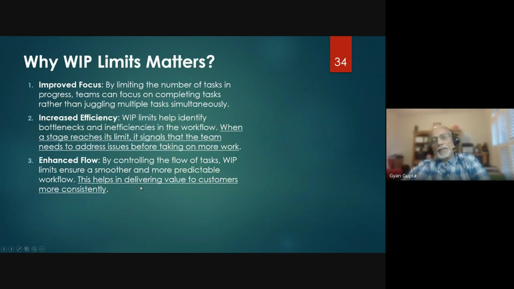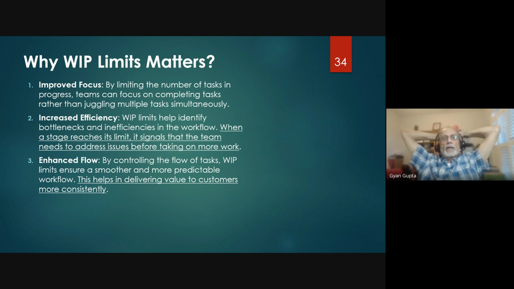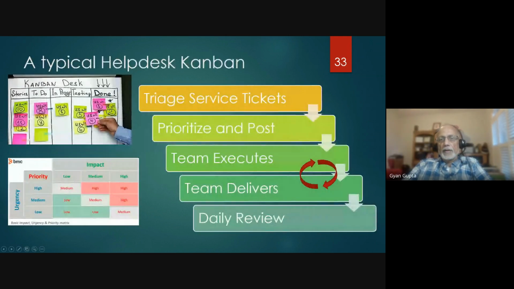WIP limit. We talked about work in progress limit. Why do they matter? That's a big deal in Kanban. Oh yeah, I was going to talk about WIP limit. Each column on the Kanban board has a WIP limit, but it also has an exit criteria. I forgot about that one. Exit criteria: if you go from column A to column B, let me find a Kanban board.